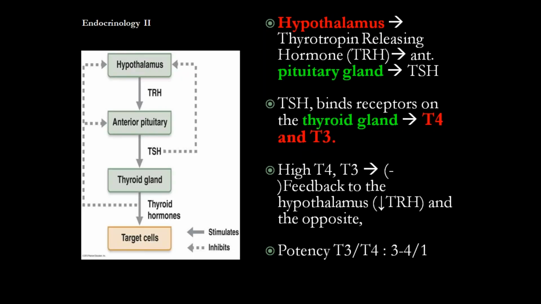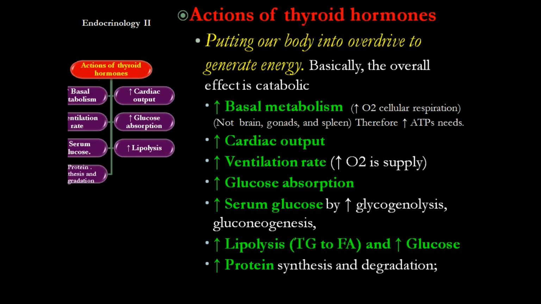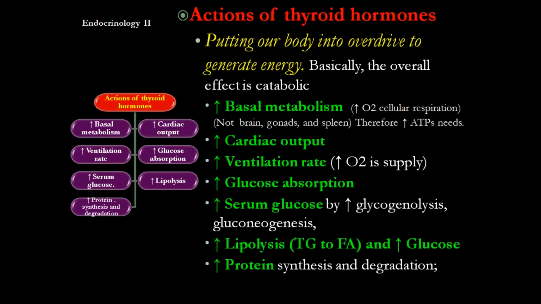So here, in the PowerPoint, we have the summary of all what we just mentioned. All right, so here we have the actions of the thyroid hormones. We have the basal metabolism, increase the oxygen respiration. They are not going to increase the metabolic rate for the brain, gonads, or spleen. For example, this is actually taken from the outlines of the previous lecture. Therefore, they are going to increase the needs for ATP.